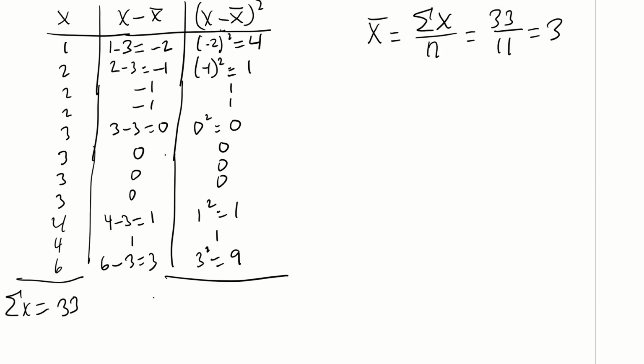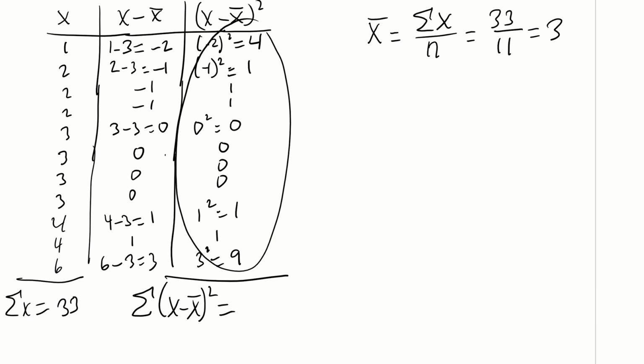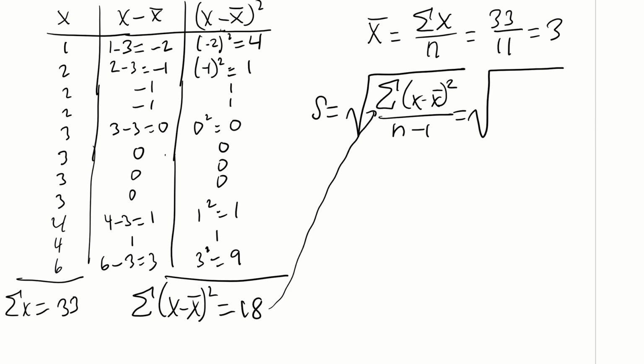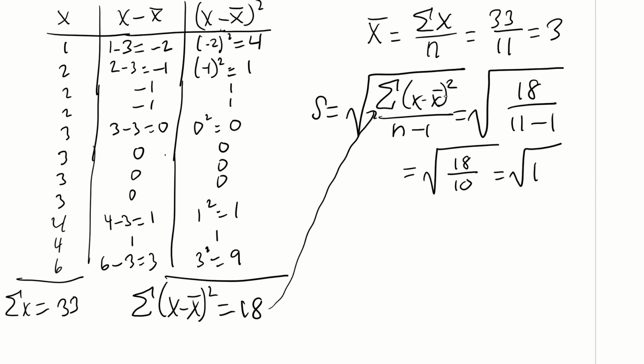All right, now we're going to do the total of this column, the sum of x minus x bar squared. We've got to add that column up. If I add that column up, 4 plus 1 plus 1 plus 1 plus 0, all that stuff, I get 18. All right, so now the standard deviation equals the square root of the sum of x minus x bar squared divided by n minus 1. Now I'm going to plug that in. That's 18 divided by 11 people minus 1. So I got the square root of 18 divided by 10, which is the square root of 1.8. I can do the square root of that. That's 1.34 close friends.